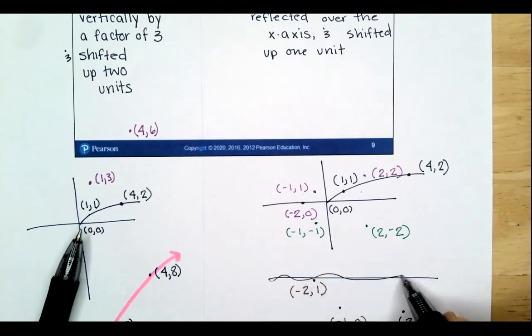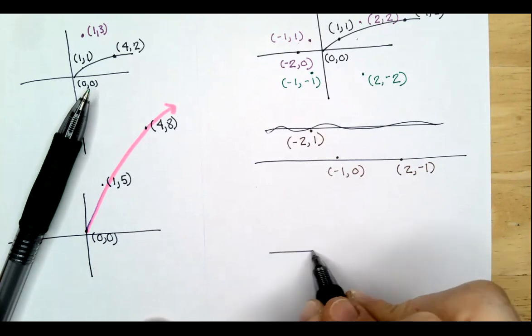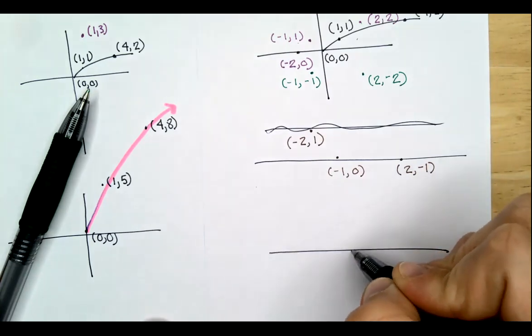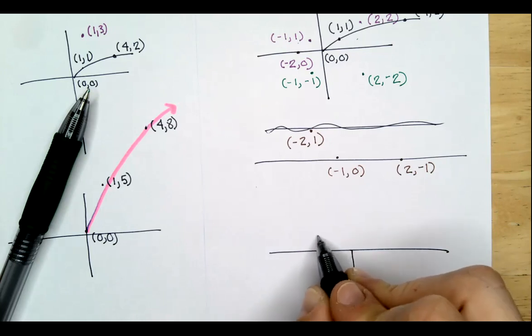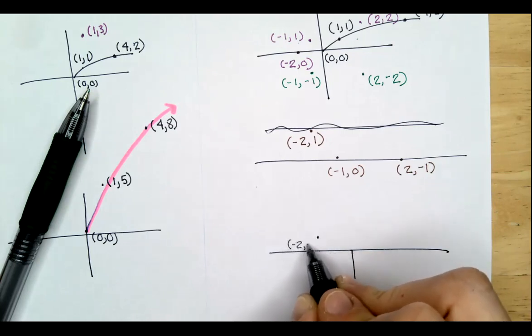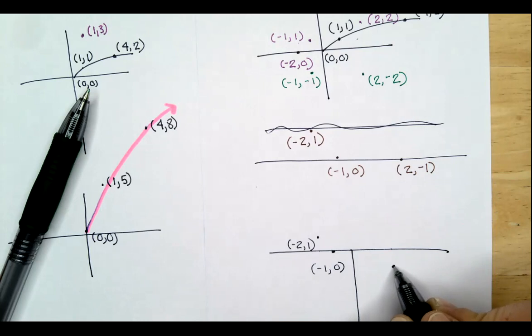Oops. Okay, I'm just going to start over. So it was (-2, 1), (-1, 0), and (2, -1). Gets complicated.